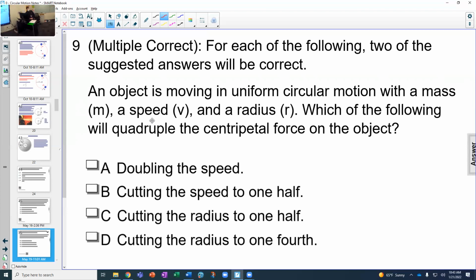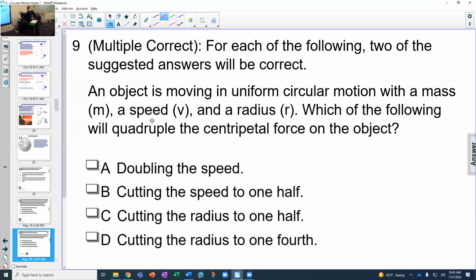Ideas? A and C. Got 1 vote for A and C. See a couple people nodding. I thought A and D. A and D. So you agree with A, but think maybe D instead of C? I see a couple people nodding at that now.